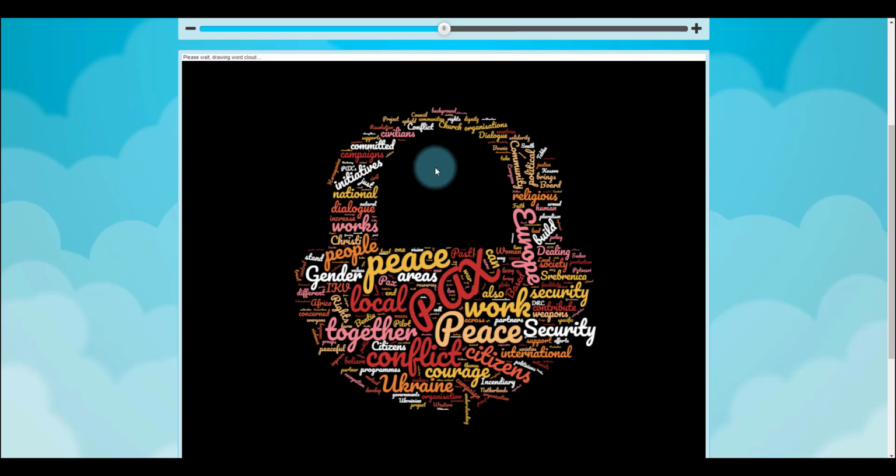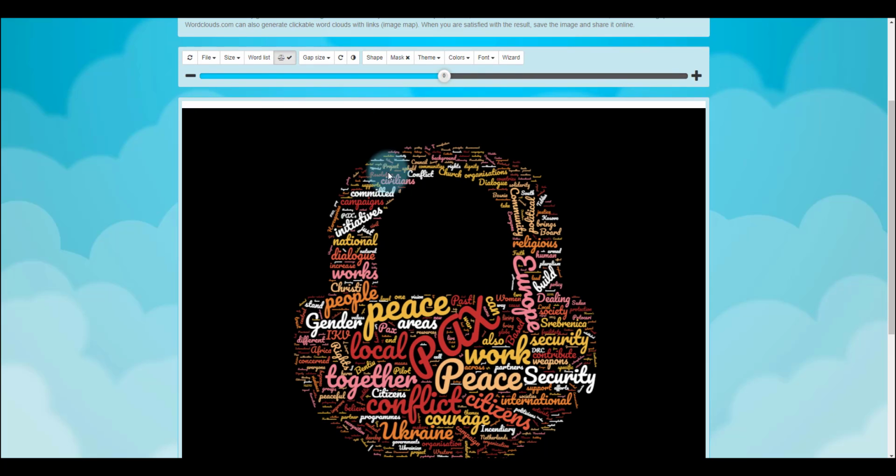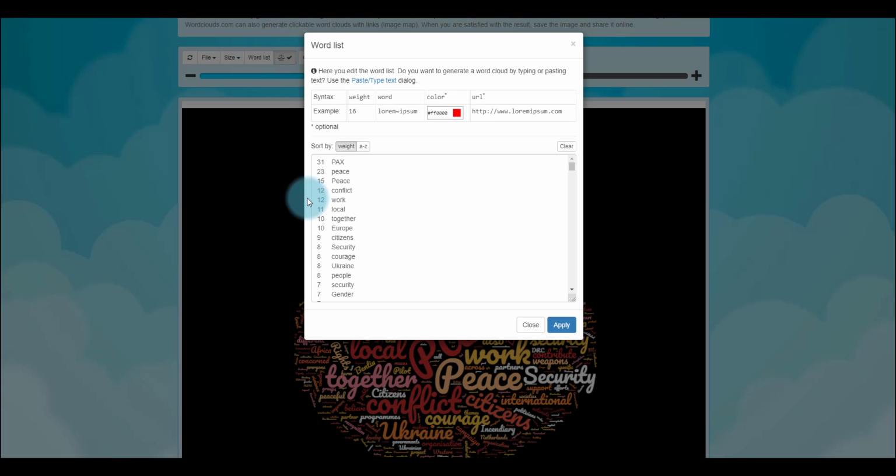It generates a word cloud, but this is very tricky for us to see. So we just go to a word list and it will provide a list of words according to weight. There are 31 instances of packs, 23 for peace. You notice that peace is there twice, so it doesn't put words together when they have a capital or no capital. So keep in mind that they may not even be together. You might have peace lowercase here and then Peace uppercase here.